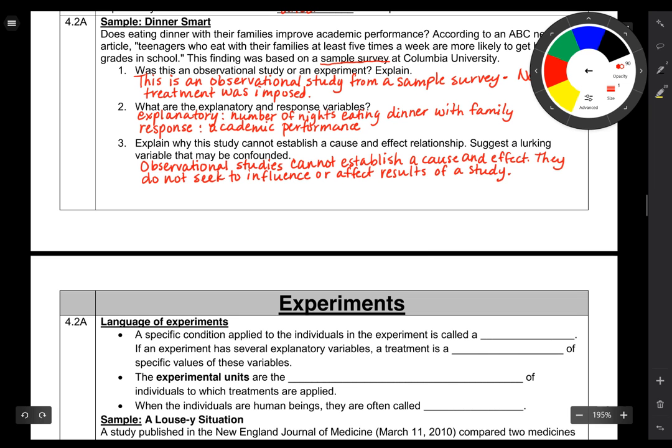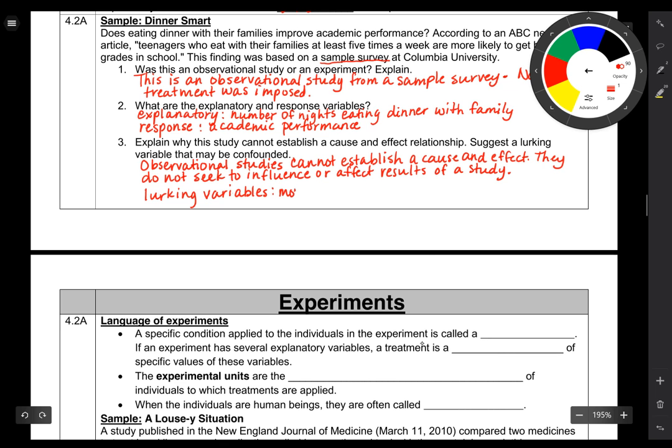All right, there's lots of lurking variables here. And remember, lurking variables are not among the explanatory variables. So in this case, the explanatory variable was the number of nights eating dinner with family. The list of lurking variables is not complete. Obviously, I'm just going to put a couple. You can add some more to it if you want. You could have more involved parents.